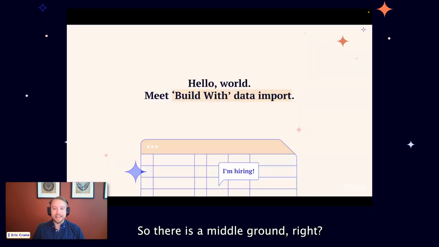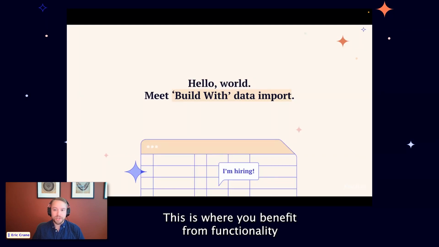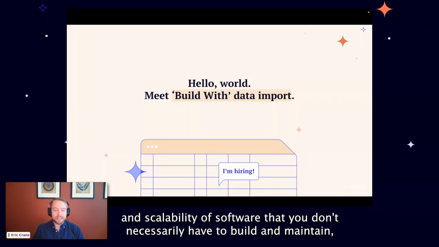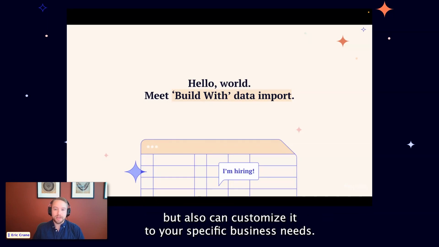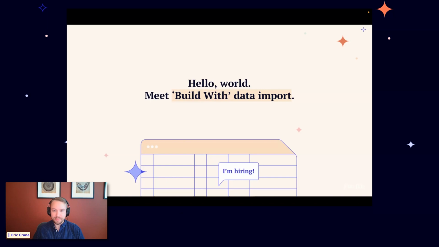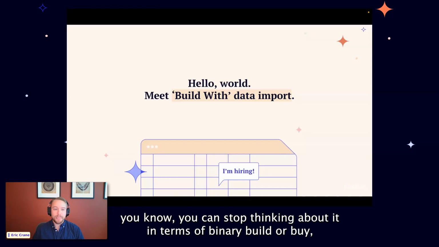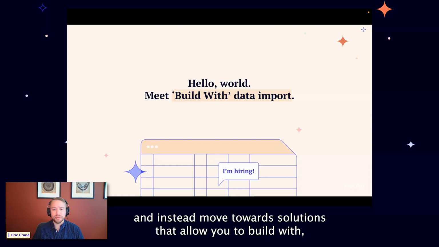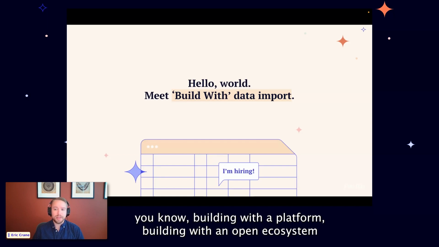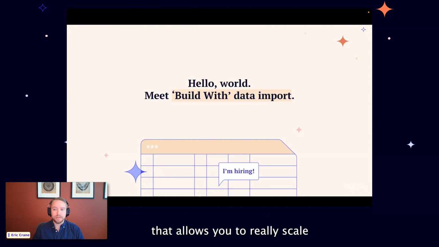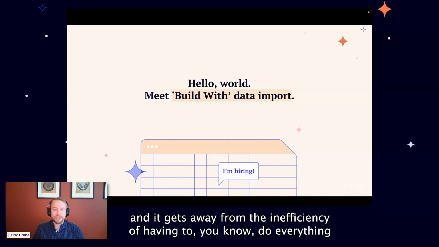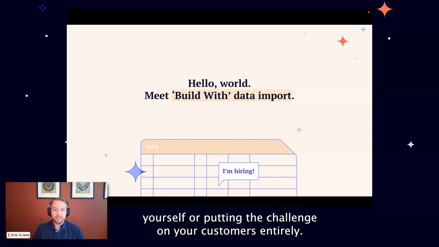So there is a middle ground, right? This is where you benefit from functionality and scalability of software that you don't necessarily have to build and maintain, but also can customize it to your specific business needs. In other words, when you're answering the question of how can I most profitably scale my business, you can stop thinking about it in terms of binary build or buy, and instead move towards solutions that allow you to build with. Building with a platform, building with an open ecosystem that allows you to really scale and gets away from the inefficiency of having to do everything yourself or putting the challenge on your customers entirely.